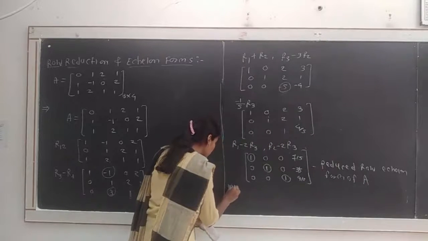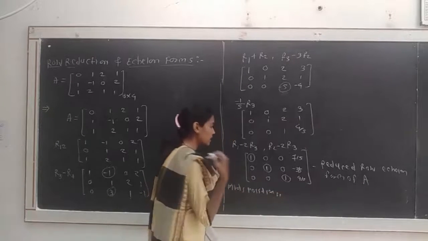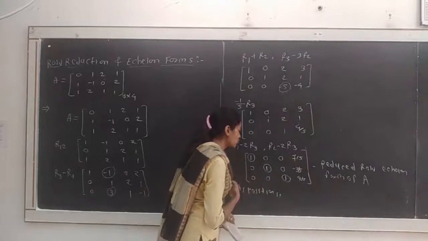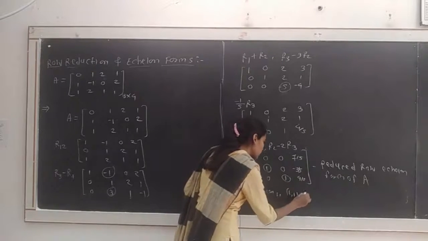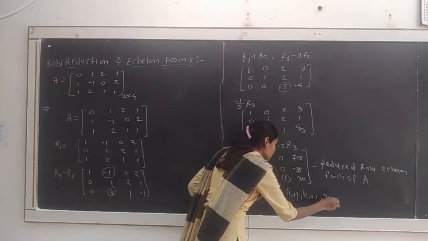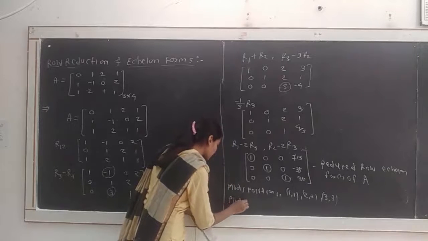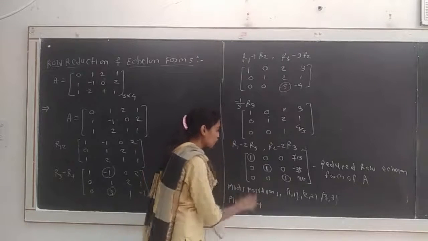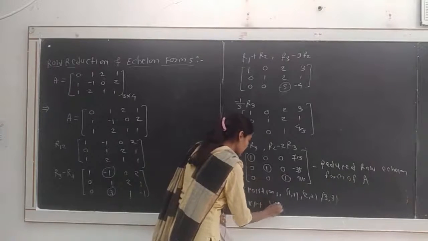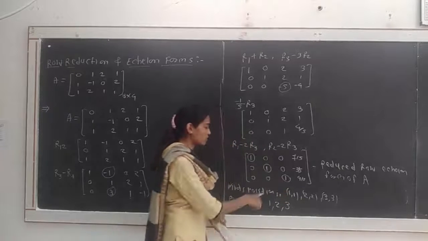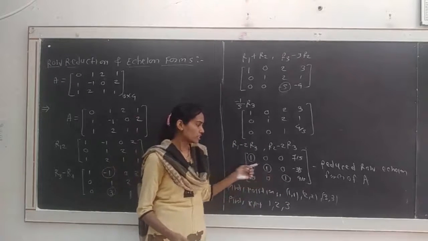And here the pivot positions are the positions of the leading entries in the reduced row echelon form. So the pivot positions are (1,1), (2,2) and (3,3). These are the pivot positions. So the pivot columns are the columns containing pivot positions, that is the first column, the second column and the third column. So the first, second and third columns are the pivot columns because the pivot positions are present in those columns.